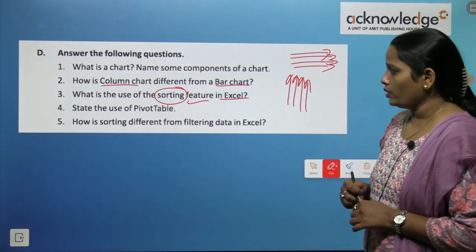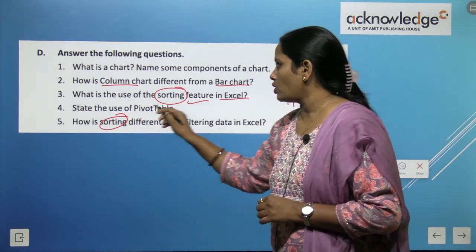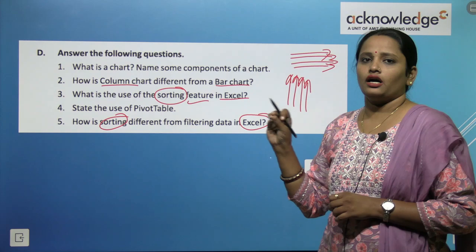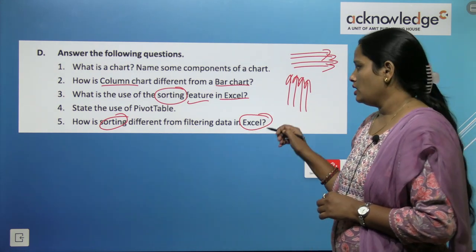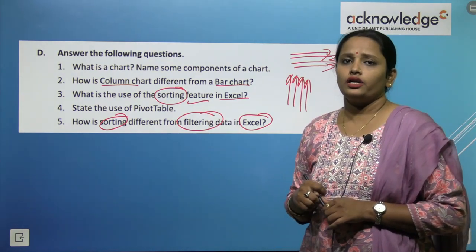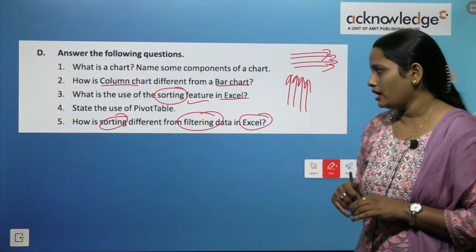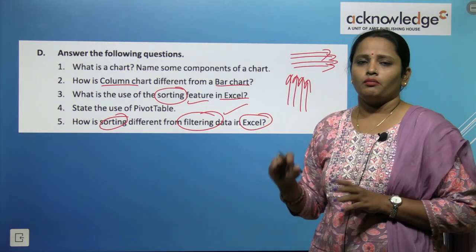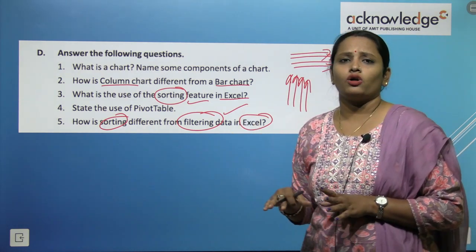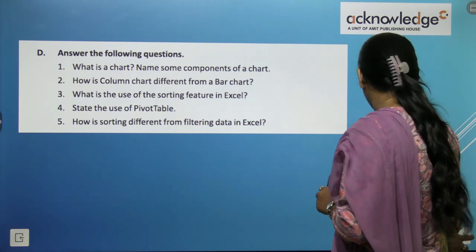What is sorting? How is sorting different from filtering data in Excel? So as I told, sorting is arranging the data in alphabetical order, in ascending order or descending order, but in filtering, by using the filters we can select the data, and only that data will be displayed that we want to display on our screen. So, this is the main use of filtering. By using this, we can display the data that we want to display on our screen. Rest data also will be there, but it will not be visible to us. So, this is the basic difference between sorting and filtering.